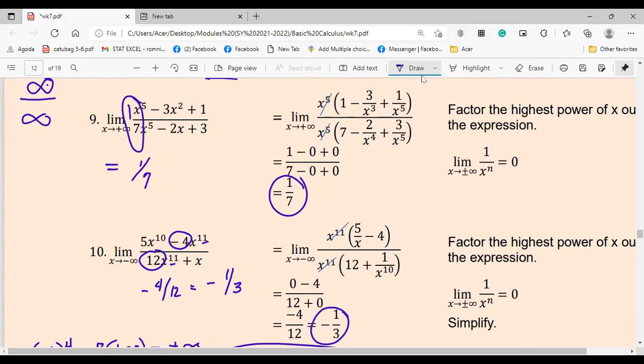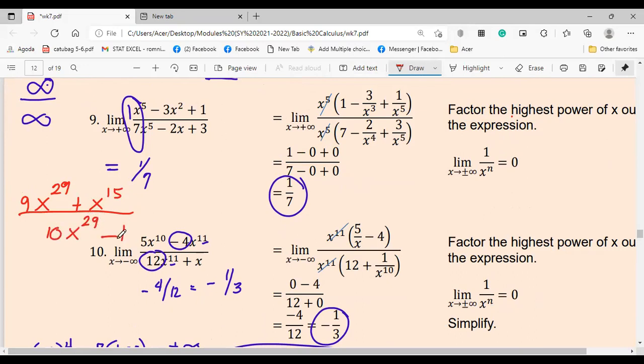Another example is if you have 9x raised to 29 plus x raised to 15 over 10x raised to 29 minus 1, and the limit of that as x approaches, let's say, positive infinity. O ang sagot mo lang diyan ay 9/10. The answer is 9/10.